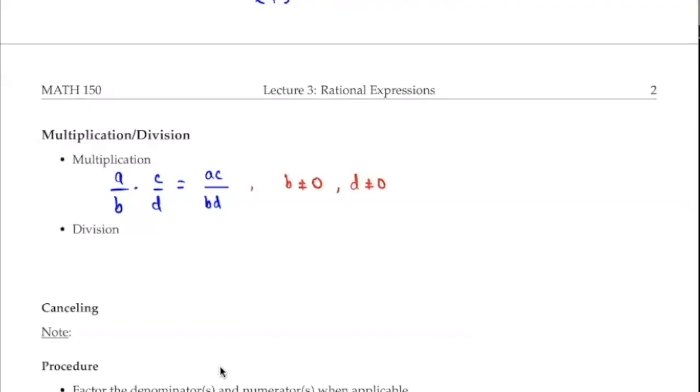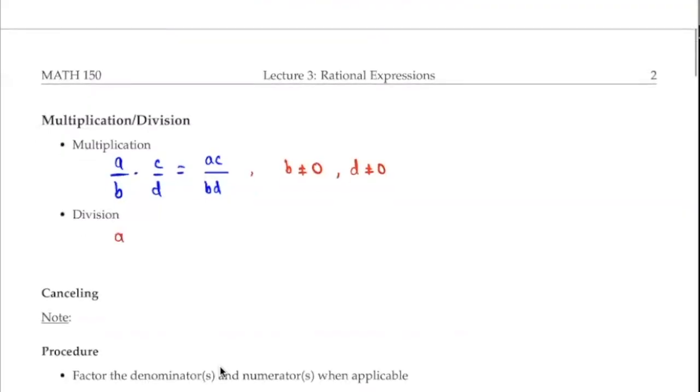For divisions of rational expressions, you do a over b divided by c over d. When you divide fractions, you can rewrite it as multiplication of the reciprocal. So a over b times the reciprocal, and you get d over c. And then from here, you can just do multiplications, right? So the tops multiply together, the bottoms multiply together. So ad divided by bc.